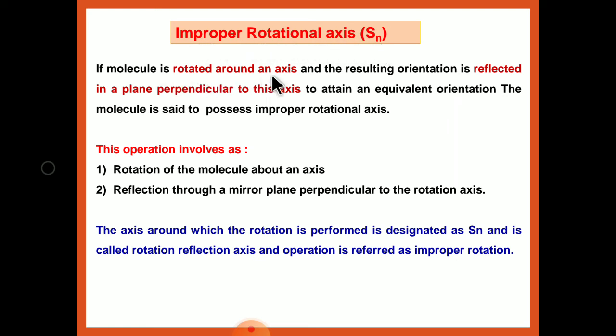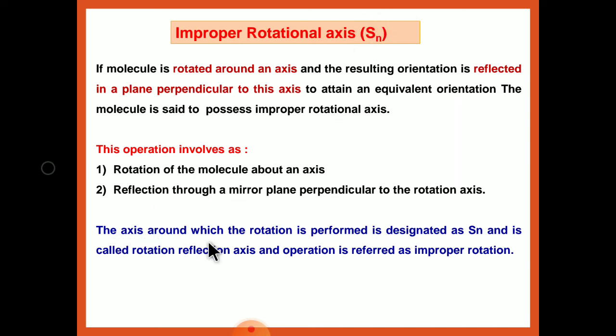The second is the improper rotational axis, that is Sn. If a molecule is rotated around an axis and the resulting orientation is reflected in a plane perpendicular to the axis to attain an equivalent orientation, the molecule is said to possess an improper rotational axis. So in this improper rotational axis there are two operations: rotation around an axis, and reflection through a mirror plane perpendicular to the rotation axis.